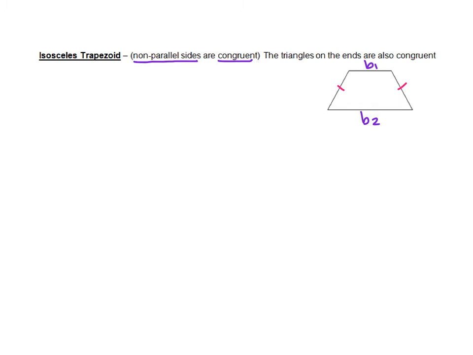What that tells us is that the triangles on the end are also congruent. If we draw that vertical line in for the height, those triangles are congruent. So here's our height and our height. The height is congruent. And also, if we're looking just within the triangle itself, this part of the triangle will be congruent to that part of the triangle. This is only true in an isosceles trapezoid. We also call these non-parallel sides the legs of the trapezoid as well.